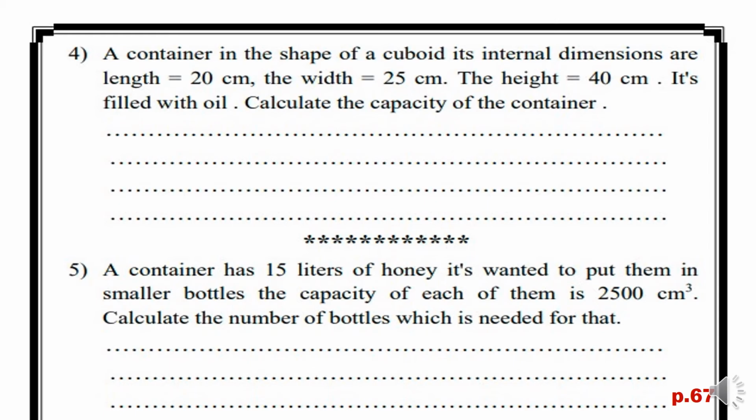Number 4. A container in the shape of a cuboid, its internal dimensions are length 20 centimeter, width 25 centimeter, and height 40 centimeter. It's filled with oil. Calculate the capacity of the container. To find the capacity of the container, I have to get the volume of the container first. The volume of the cuboid is equal to length times width times height. So it's equal 20 times 25 times 40 equals 20,000 centimeter cube.